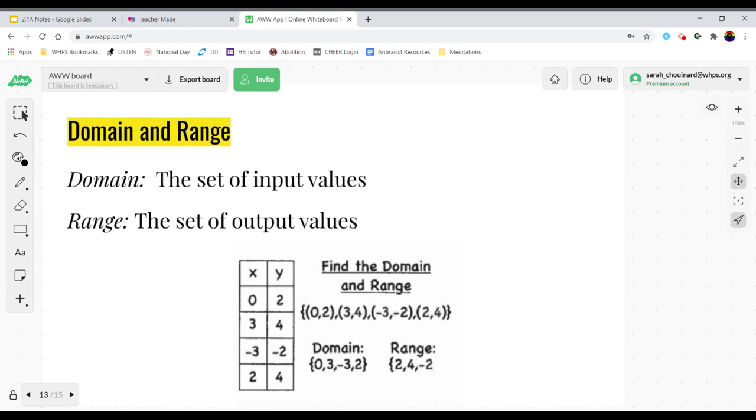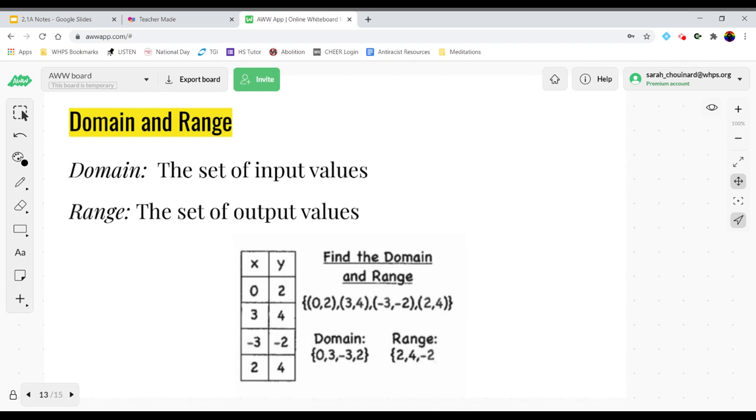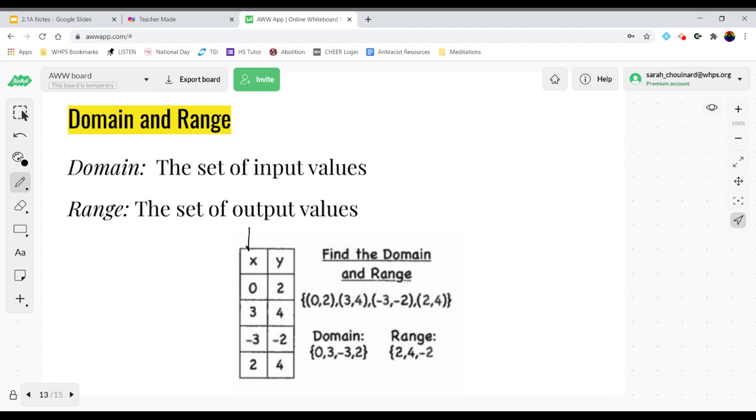So then we have the vocab words domain and range. Domain are the set of input values and range are the set of output values. So in this function, my input values are 0, 3, negative 3, and 2. Notice that they don't have to be written in order. So it's okay that the negative 3 comes after the positive 3. That's okay. And then the outputs are 2, 4, negative 2, and 4. Notice how I don't write the 4 2 times. You only write each number once. So order doesn't matter and don't repeat numbers with domain and range.